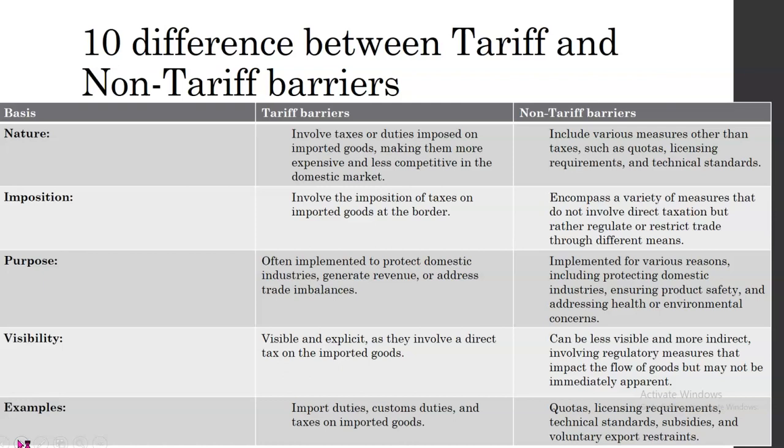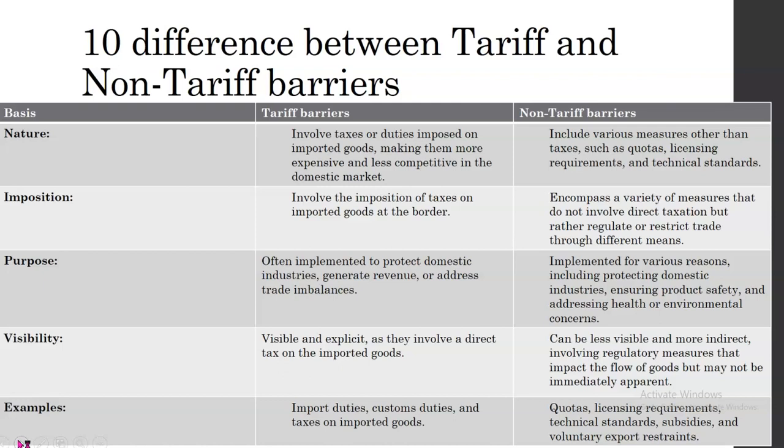Next is on the basis of visibility. Tariff barriers are visible and explicit as they involve a direct tax on the imported good. Whereas, on the other hand, non-tariff barriers can be less visible and more indirect, involving regulatory measures that impact the flow of goods but may not be immediately apparent.